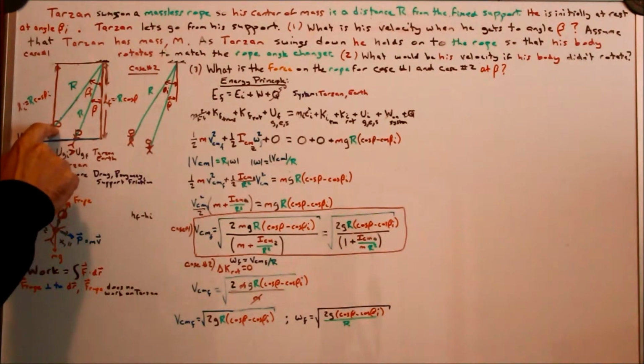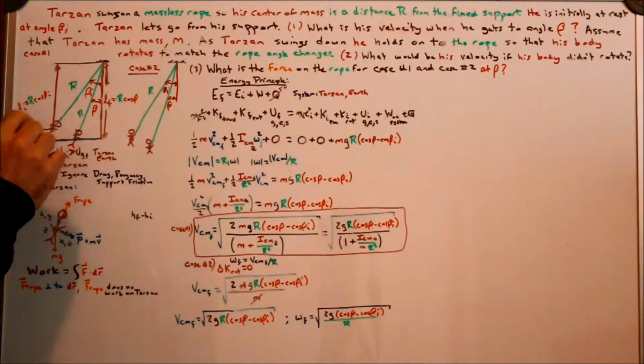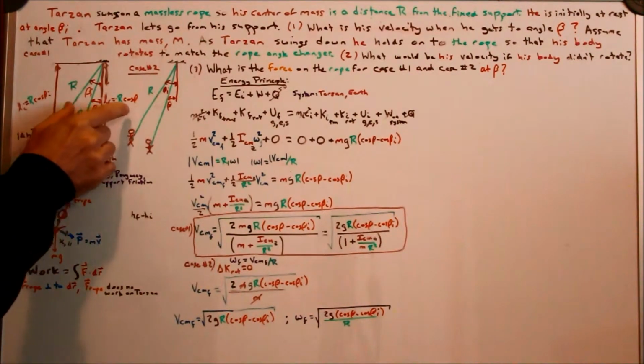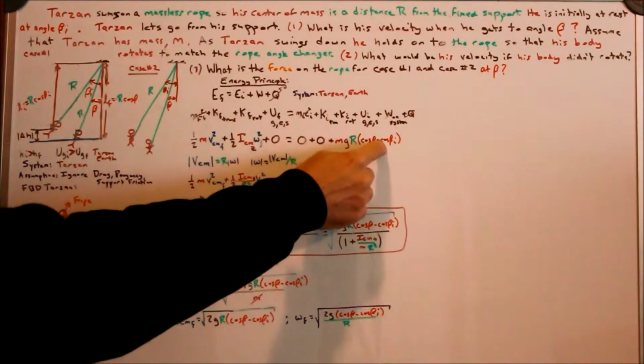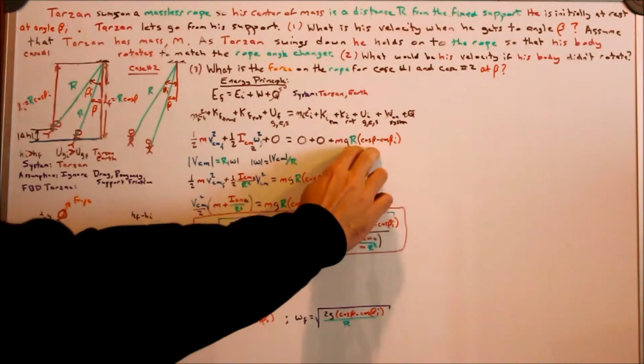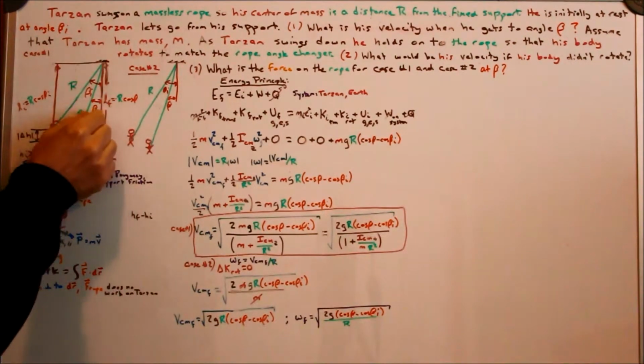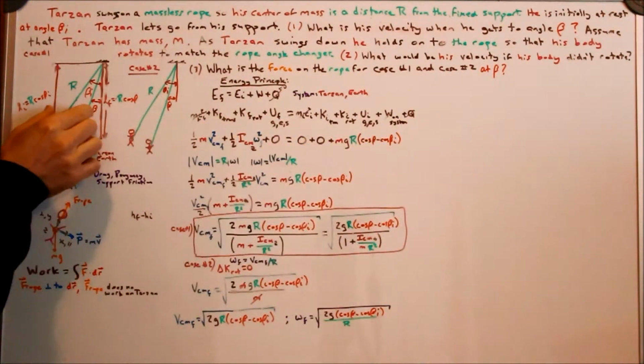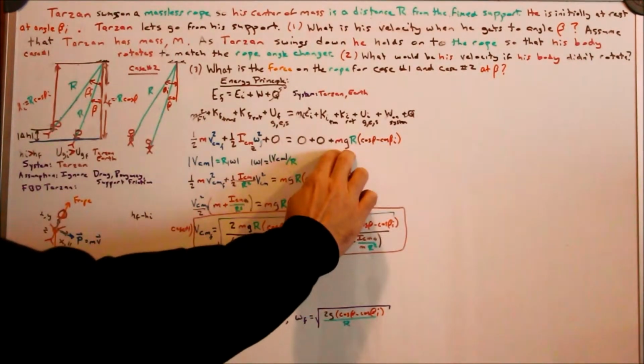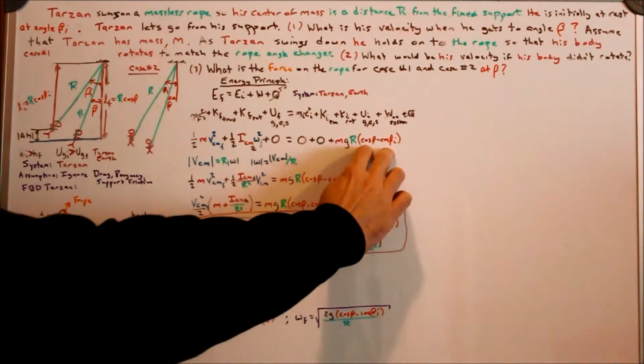The height difference between initial and final is the difference between these two values, and let's double check it. The cosine of beta final is going to be a greater number than the cosine of beta initial, so that's going to be positive. It all makes sense that this is positive.